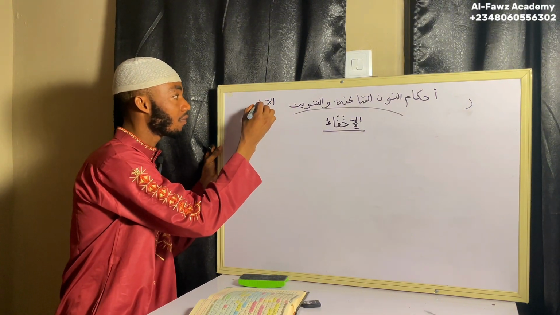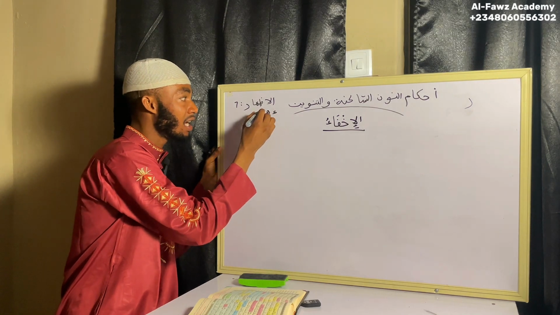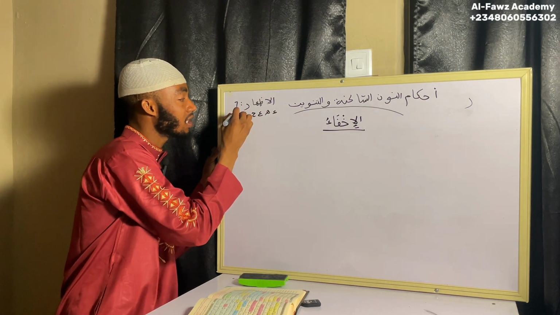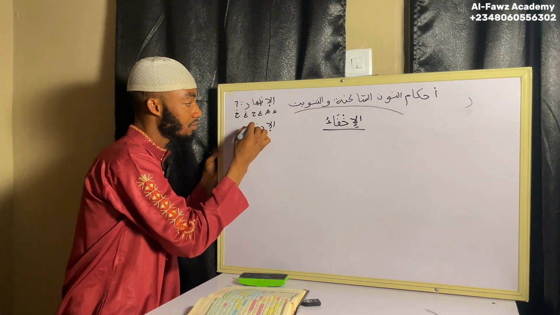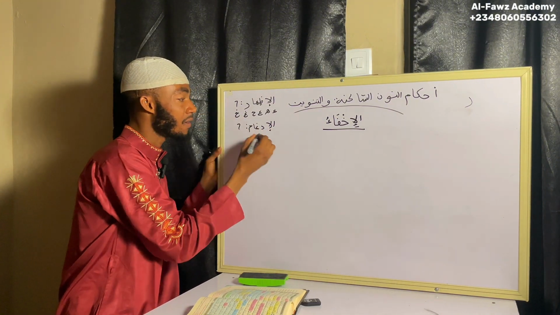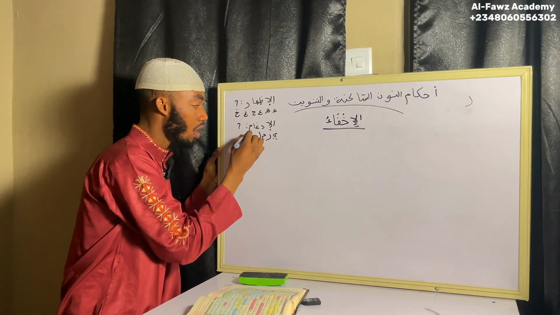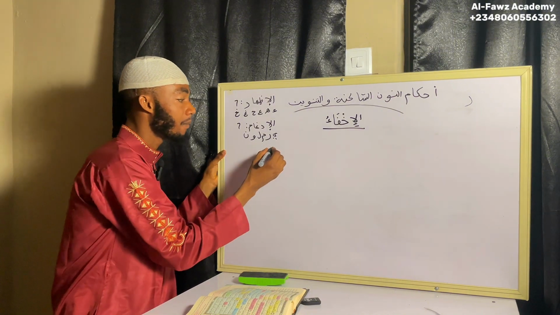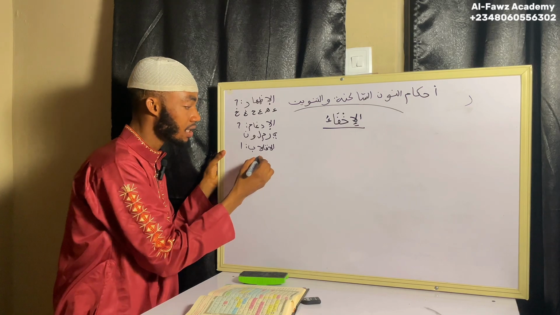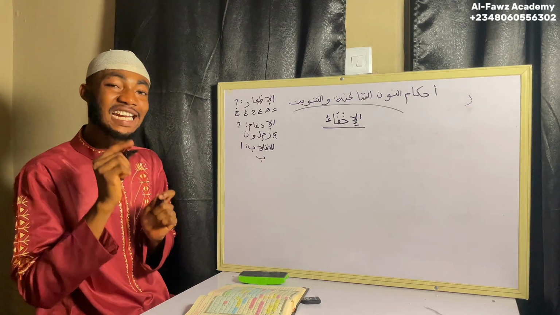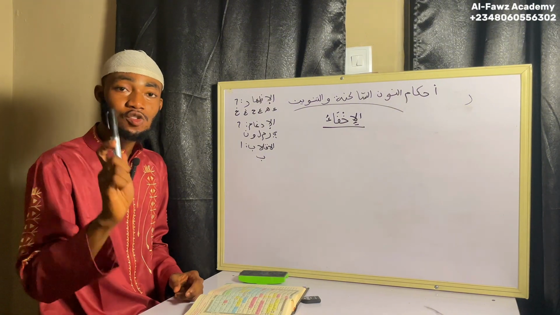Al-Izhar has 6 Arabic alphabets. That is Hamza, Ha, Ain, Ha, Ghain, and Kha. Al-Idgham has 6 Arabic alphabets. That is Ya, Ra, Mim, Lam, Waw, Nun. Right? Al-Iqlab has just 1, which is what? Al-Ba.